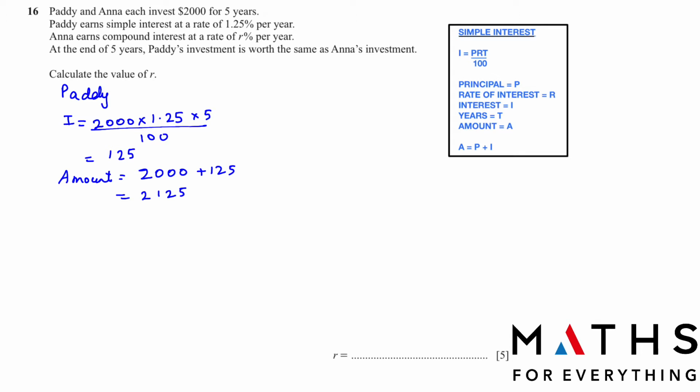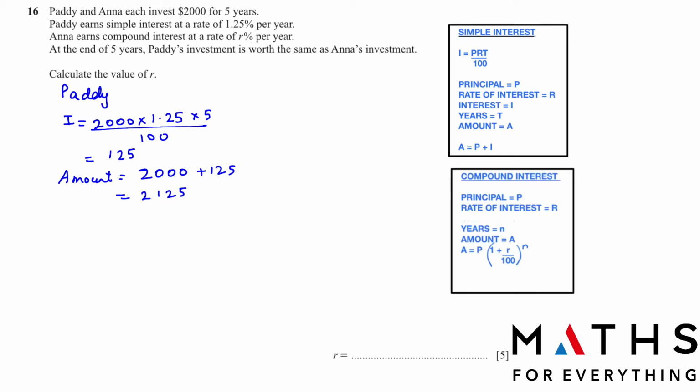But Anna is using compound interest. So now we have to use the compound interest formula. For compound interest, we use A, which will give us the final amount, not the interest. A equals principal times 1 plus R, the rate of interest, divided by 100, to the power of n. n is the number of years.